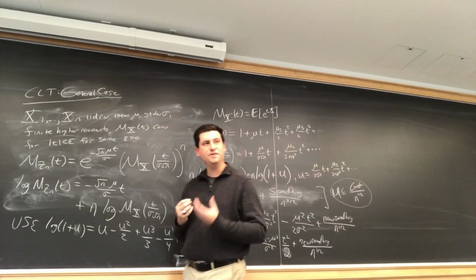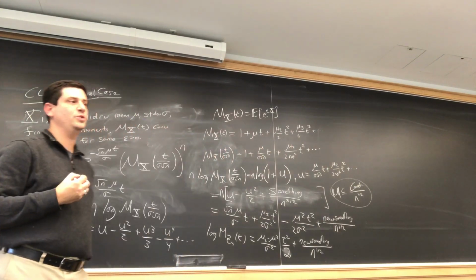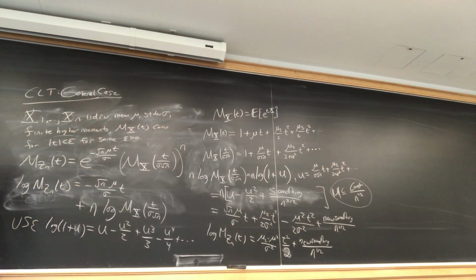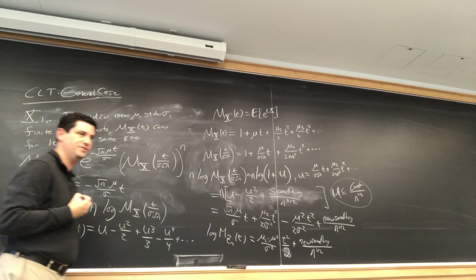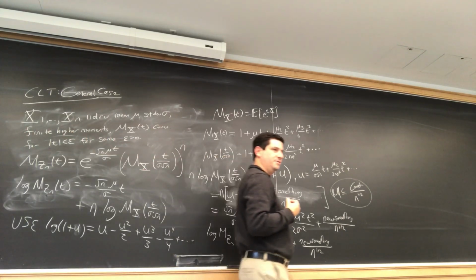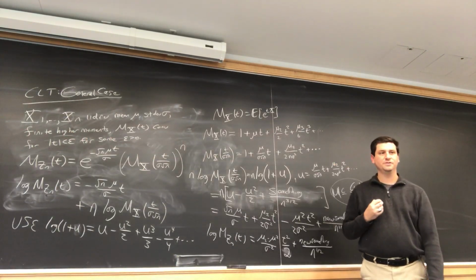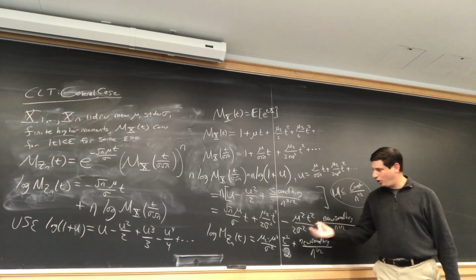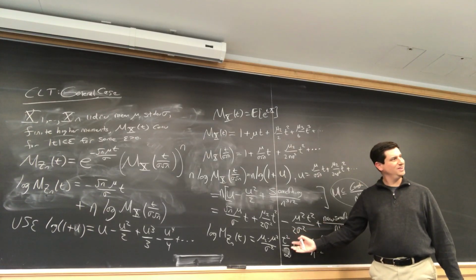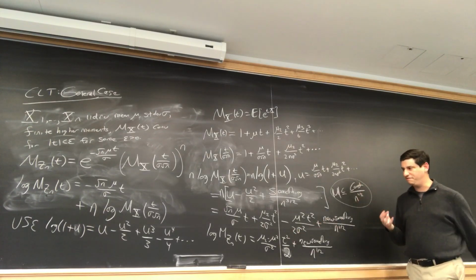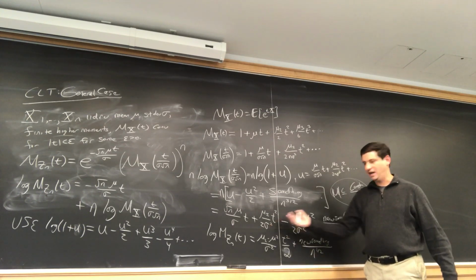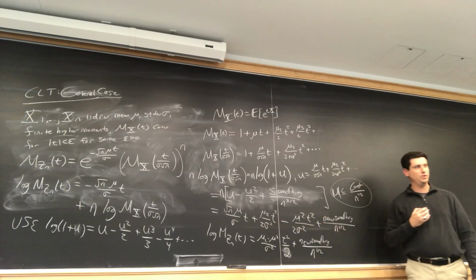So the moment-generating function of the Gaussian is e to the t squared over 2. So what's the log of the moment-generating function of the Gaussian? T squared over 2. We almost had a t squared over 2. We missed by 2 things. We have a factor in front of it, and we have this crap over square root of n.